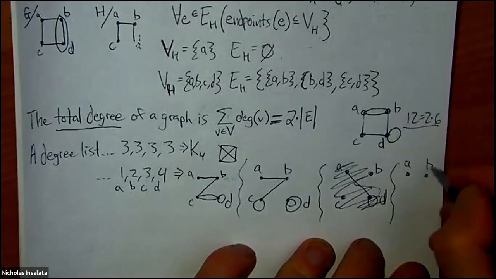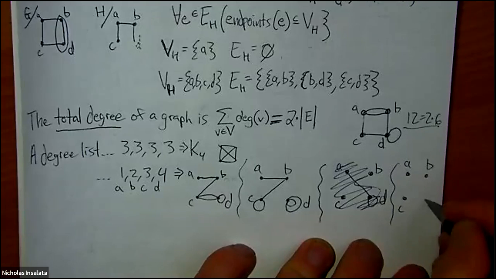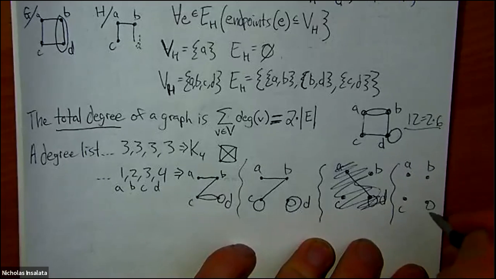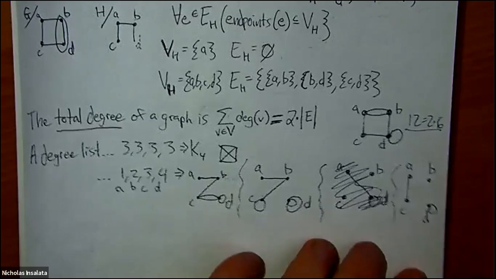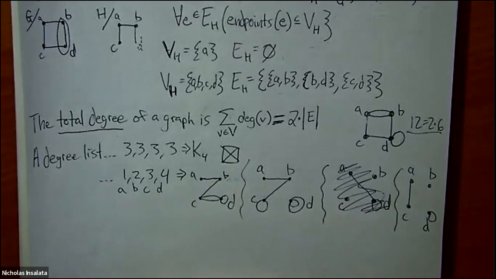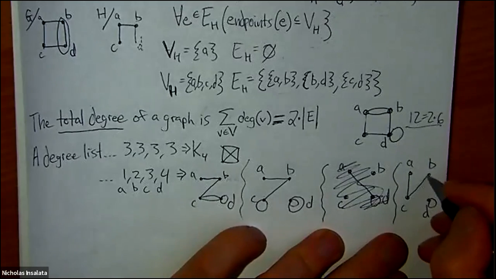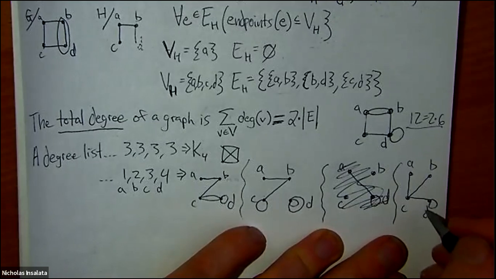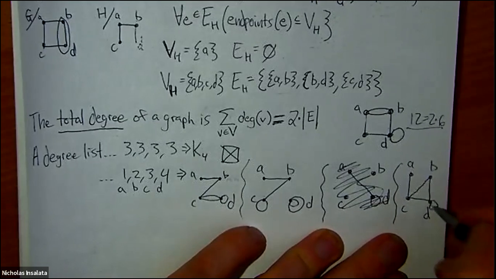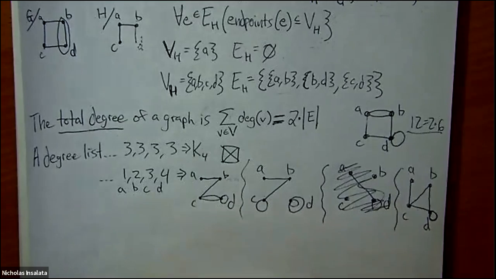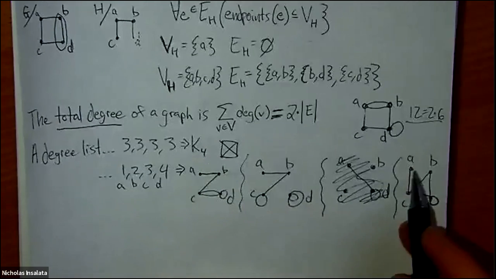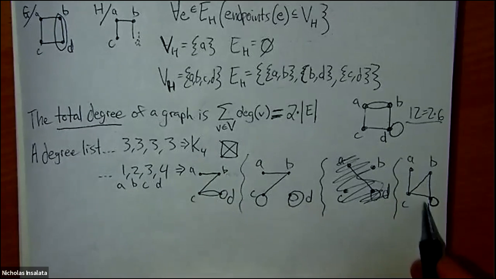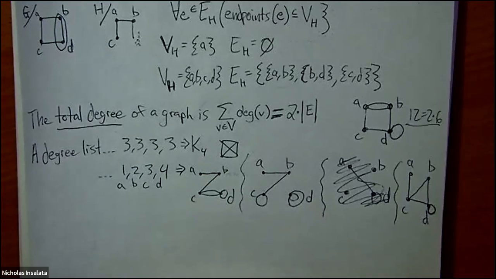A, B, C, and D. Okay, so D is going to have that loop on it. And A connects to C. Okay. And C connects to B. C connects to D. B connects to D. And I think that's it, right? So now we have degree 1, 2, 3, and 4 with only one loop.